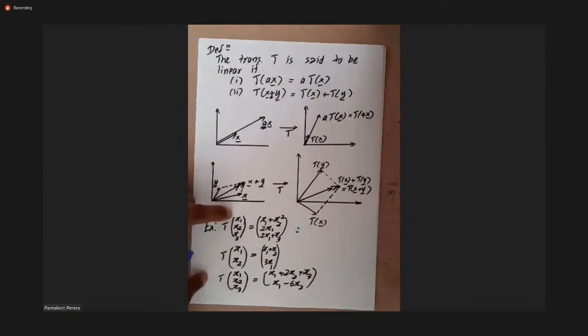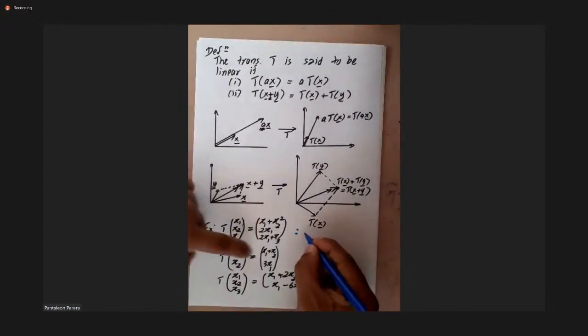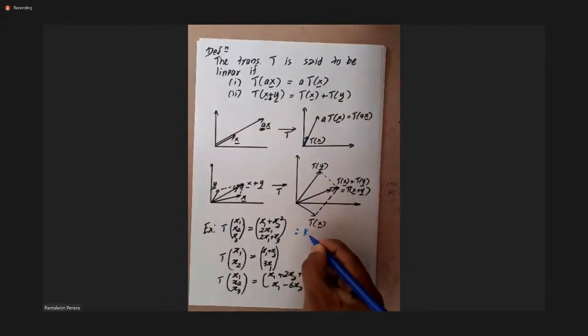So, you know, here you have a vector. What's the dimension of this vector? Give me the answer. What is the dimension of this vector? R3, yes, R3. Here also, the target space is R3. One, two, three, three pieces.